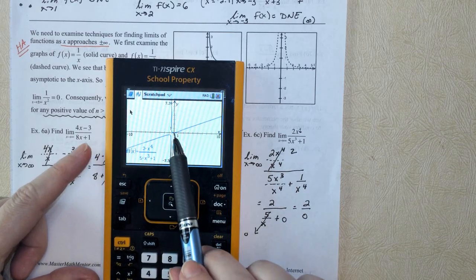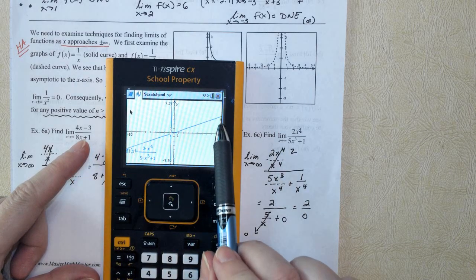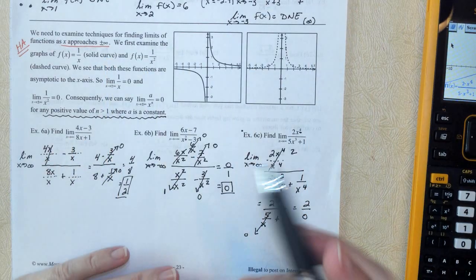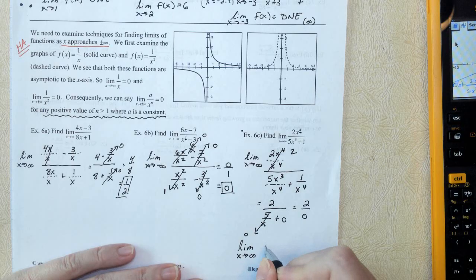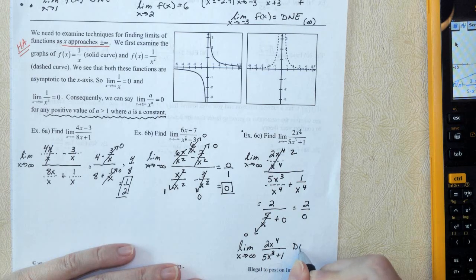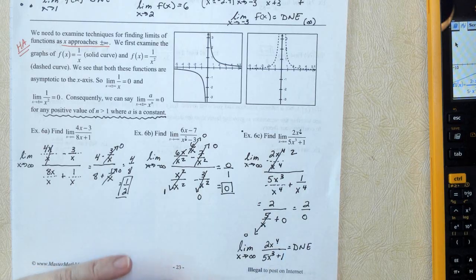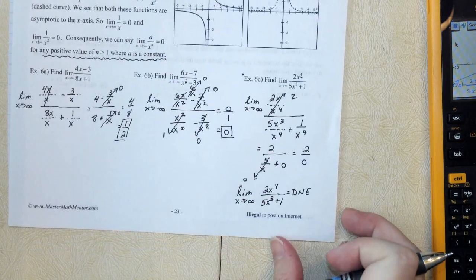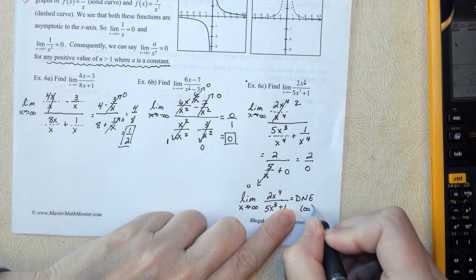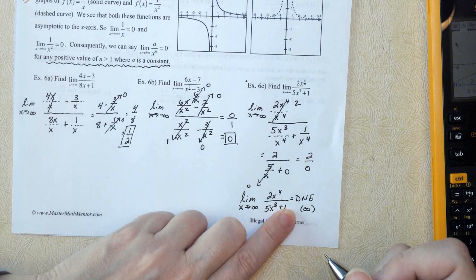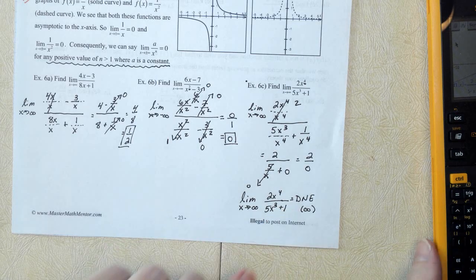We can see that as I'm coming out towards positive infinity, my values keep getting higher. So when this happens, I would write that the limit as x approaches infinity of 2x to the fourth over 5x cubed plus 1 does not exist, because we have that 0 on the bottom. If you did more research, you could say it's going towards positive infinity as your reason. But remember, does not exist is perfectly acceptable as well. All right, best of luck.